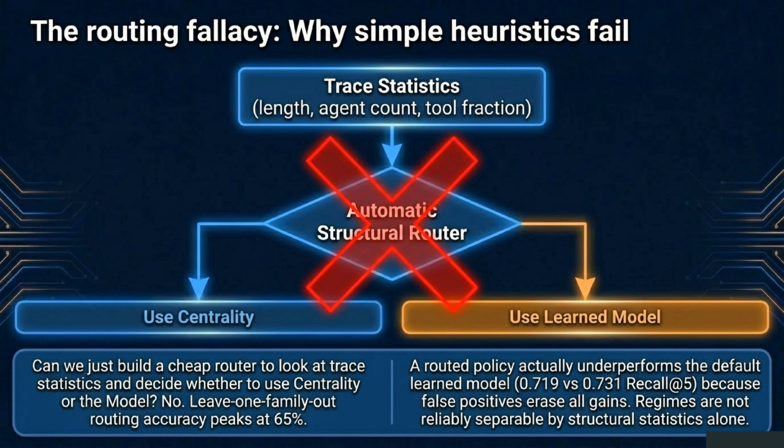You might be wondering, why not just build a cheap automatic router to look at trace statistics and decide whether to use centrality or the learned model? We call this the routing fallacy. Simple heuristics fail here because routing accuracy peaks at only 65%. The regimes simply cannot be reliably separated by structural statistics alone, and a routed policy actually underperforms the default learned model because false positives erase all the gains.